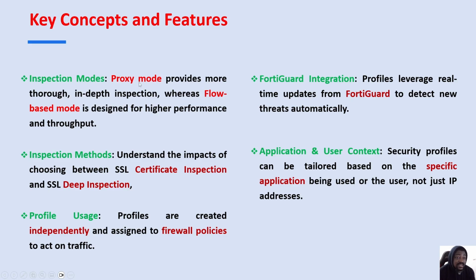So you need to select the appropriate mode depending on the security level that you want to provide on your network. Also take into consideration that when you are in proxy mode, your firewall will require more resources to process this type of traffic, because all the traffic is buffered before it is inspected. So you need to choose adequately. You also need to check the inspection method here, as we said, whether you are in certificate inspection mode or deep inspection. We already explained this in another video.